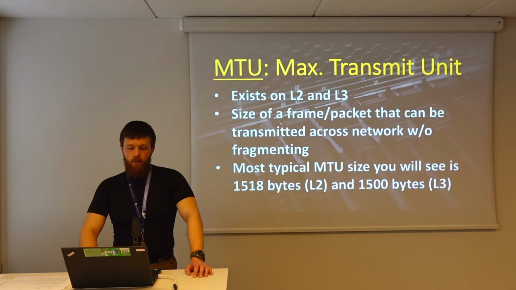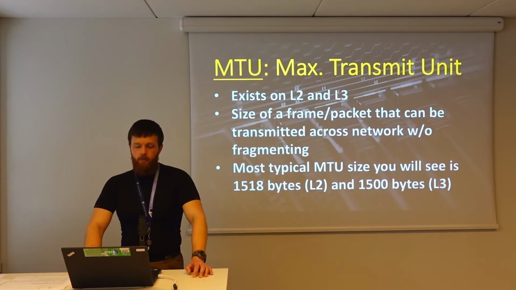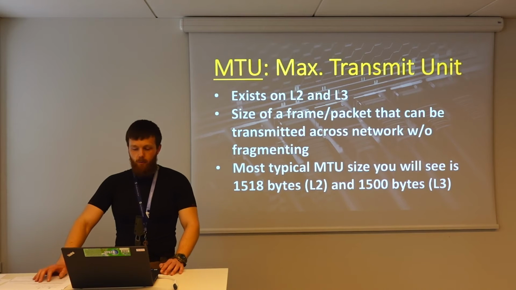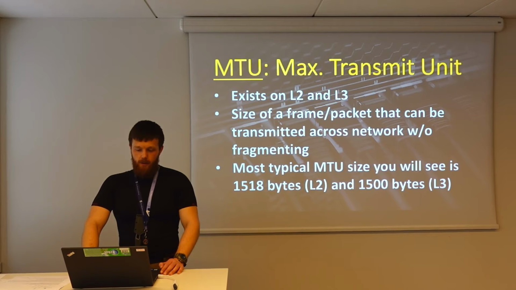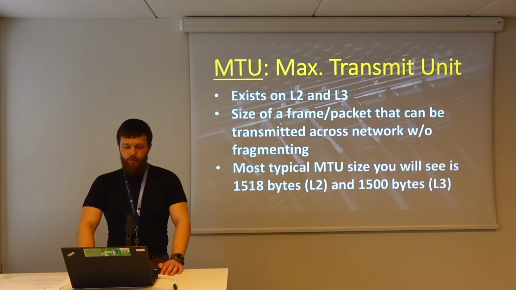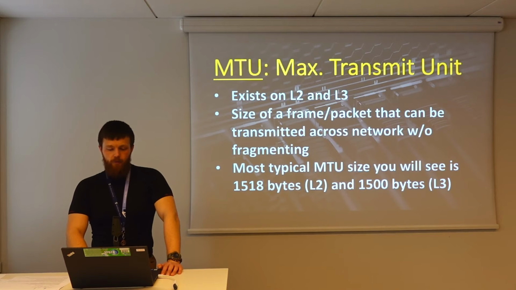Now, one feature of TCP is MTU, which is maximum transmit unit. It actually exists also on layer 2 and layer 3, and it is just the size of a frame or packet that can be transmitted across the network without fragmentation. So a frame would be on layer 2 and a packet would be on layer 3. Most typical sizes are, on layer 2, 1518 bytes, and on layer 3, 1500 bytes, because those 18 bytes are the layer 2 header, which needs to be subtracted when going to layer 3.